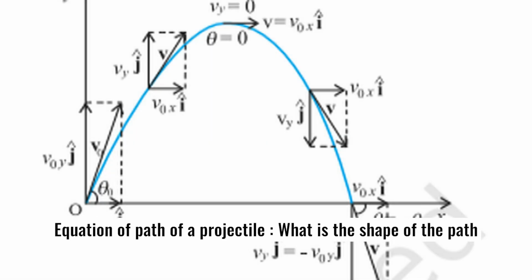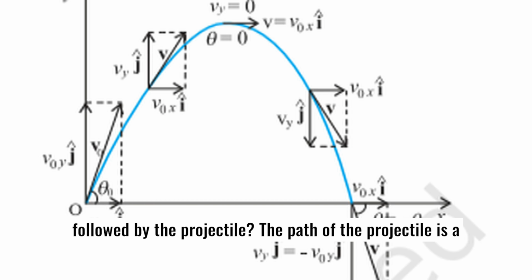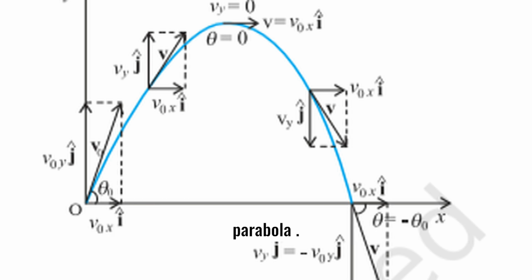Equation of path of a projectile. What is the shape of the path followed by the projectile? The path of the projectile is a parabola.